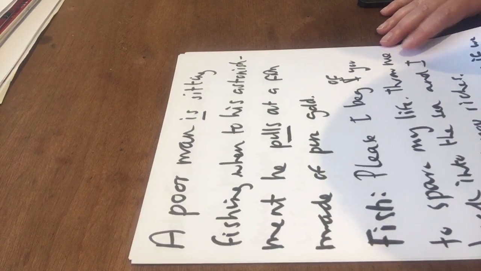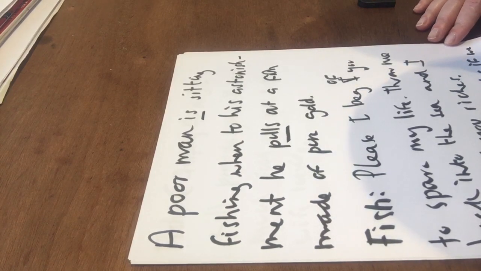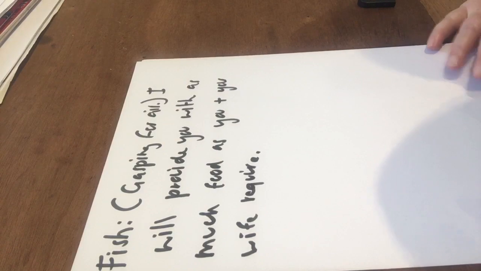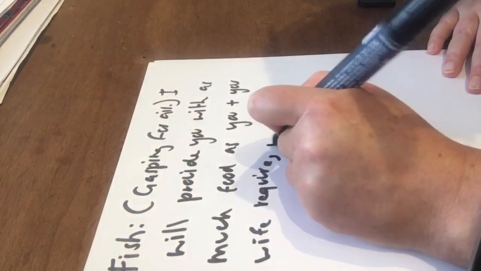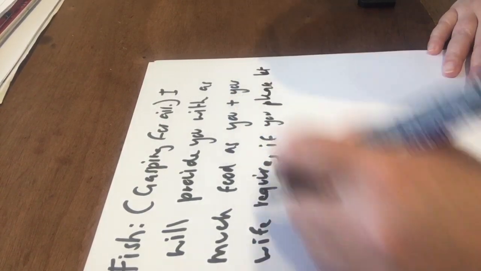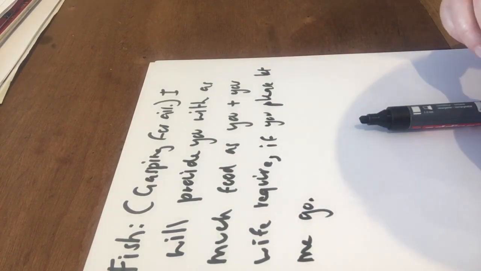So I've got a poor man is sitting fishing when to his astonishment he pulls out a fish made of pure gold. Fish: Please, I beg of you to spare my life. Throw me back into the sea and I will grant you riches. Man: What use are riches if we have empty stomachs? (Moving closer to the fish.) Fish: (Gasping for air.) I will provide you with as much food as you and your wife require. If you please, let me go. Okay, and that's where I'm going to leave it today.